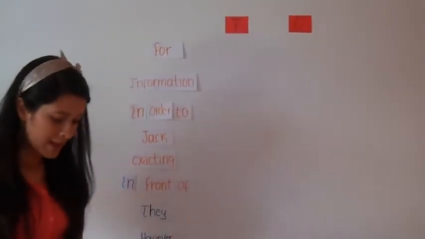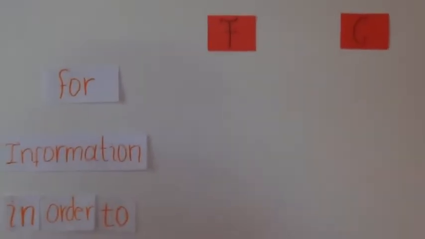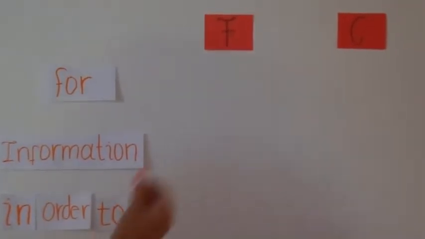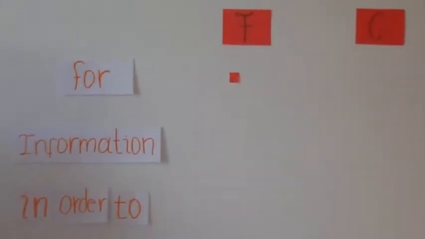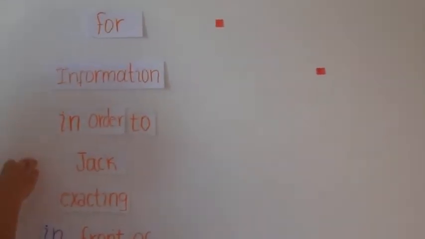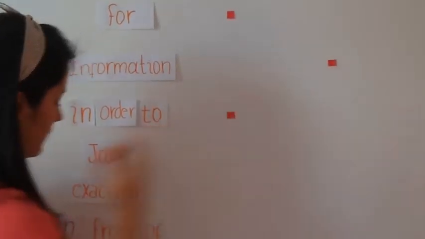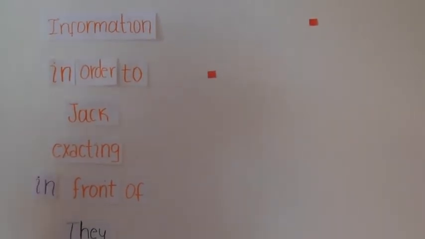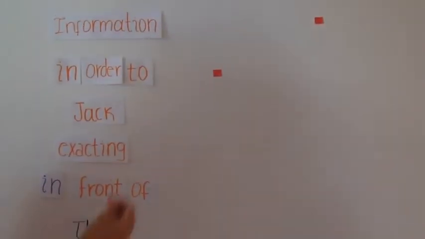So let's begin. The first word is for, and for is a preposition. It means that the correct answer is function words. The next word is information, and information is a noun. So information is a content word. The next word is in order to, and in order to is a conjunction, and conjunction belongs to function words. The next word is jack, and jack is a proper noun, and nouns belong to content words.